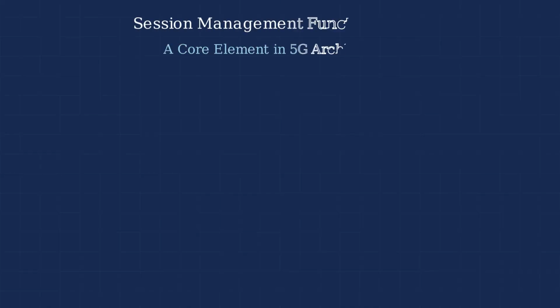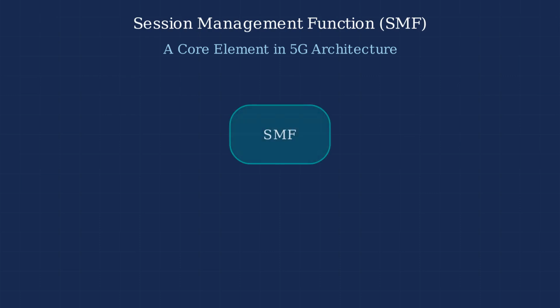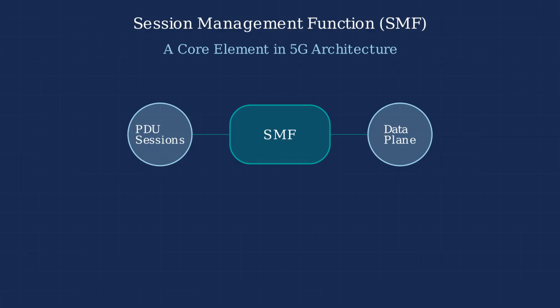The Session Management Function, or SMF, is a core element within the 5G network architecture. The SMF serves as a central component that manages multiple aspects of the network's data sessions. One of its primary responsibilities is managing protocol data unit sessions, which are the logical connections that enable data transfer in 5G networks. The SMF interacts directly with the data plane, controlling how data packets flow through the network. A critical relationship exists between the SMF and the user plane function, or UPF. The SMF instructs the UPF on how to steer traffic and ensure packets are routed correctly.